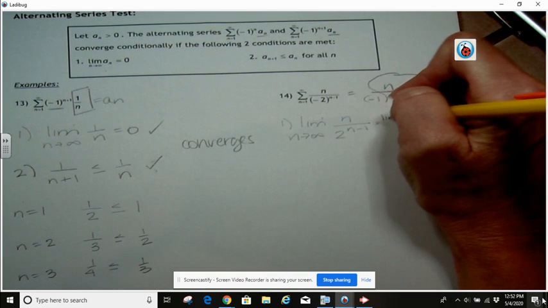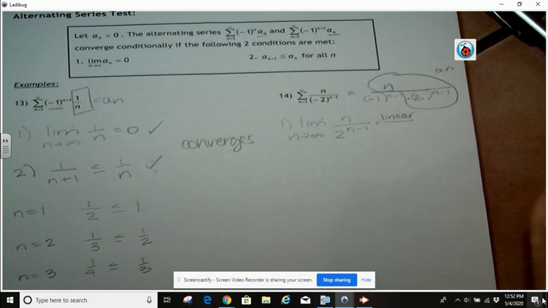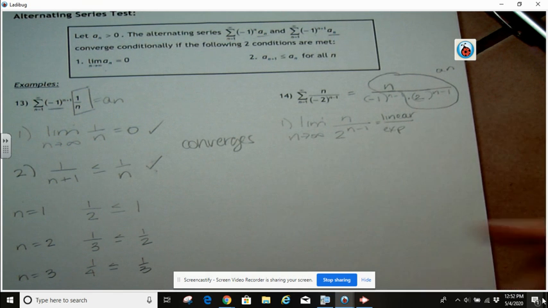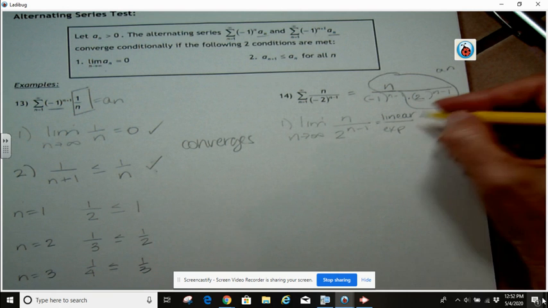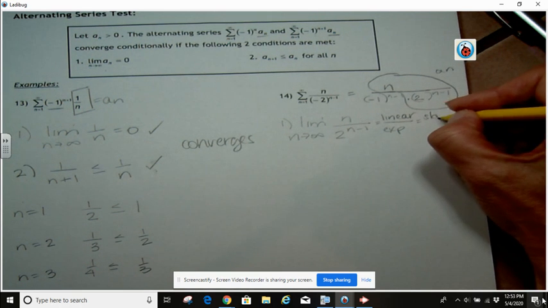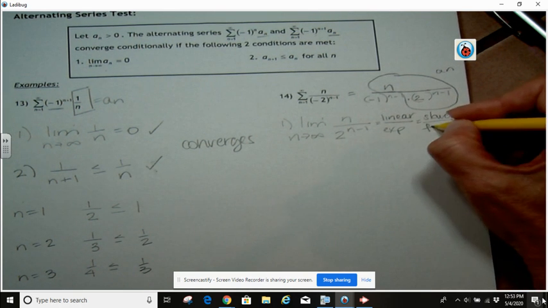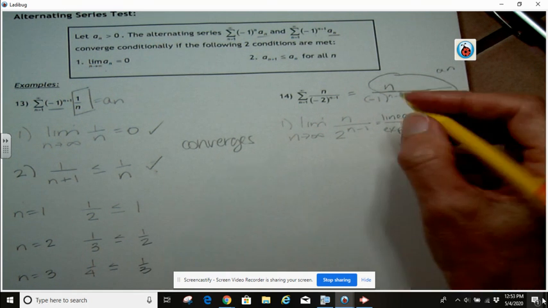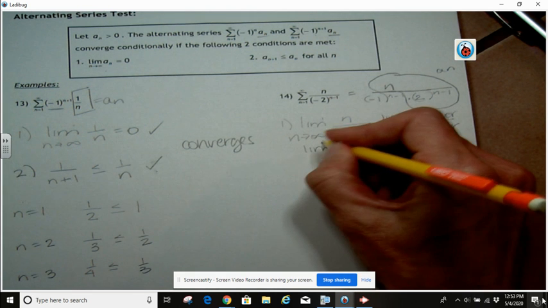The numerator is a linear function. It's the identity function, just like y equals n. And we have an exponential function in the denominator. Well, a linear function grows slower than an exponential function, right? The growth of a linear function is constant, whereas exponential keeps getting bigger and bigger, faster and faster. So what this represents is slower growth over faster growth. And in that case, your limit to infinity does, in fact, equal 0.